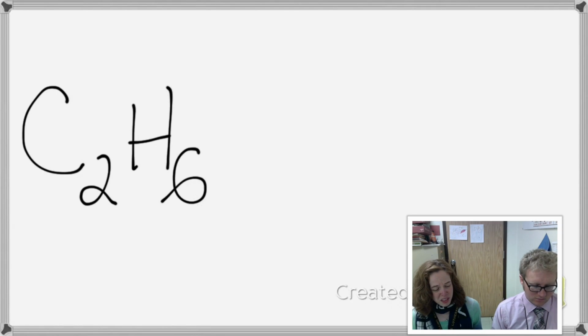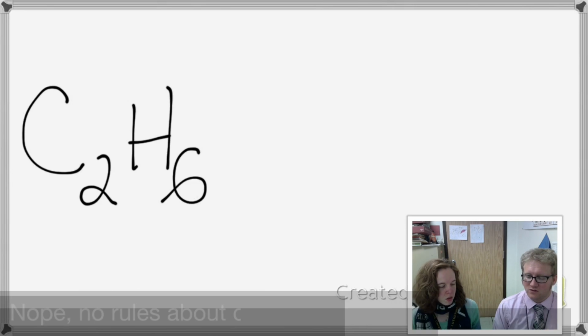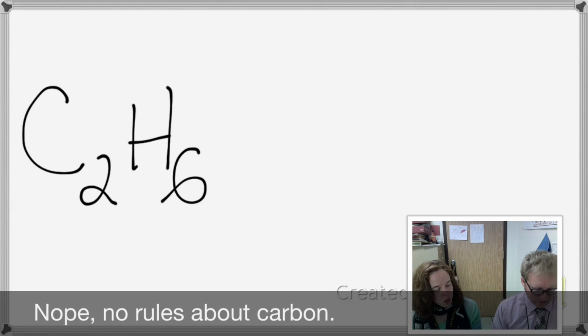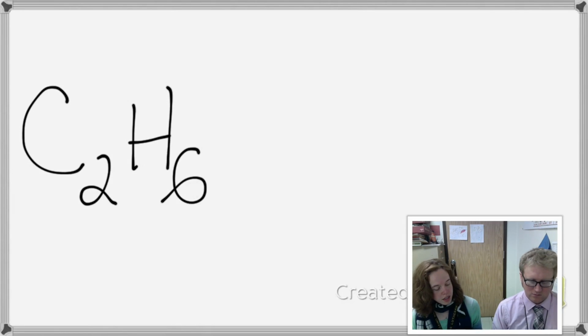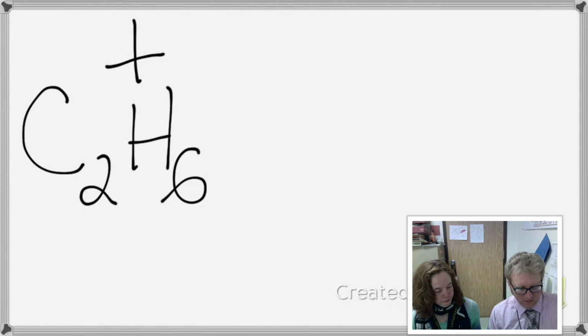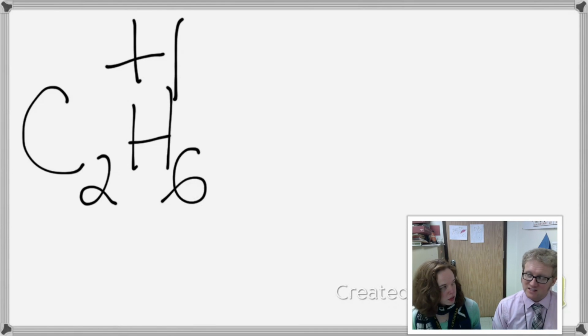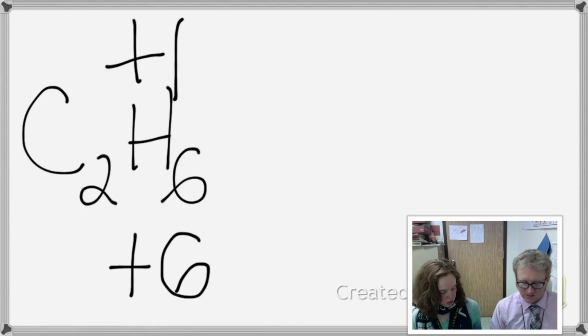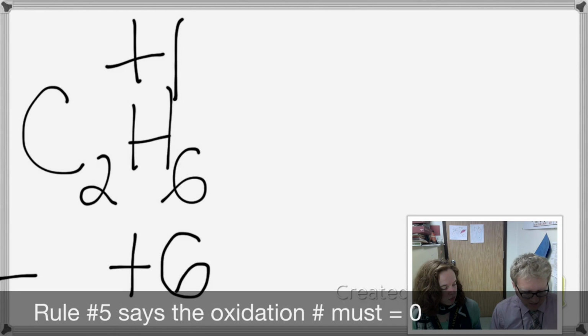Are there any rules about carbon? There's one about oxygen. There's one about they all have to be 0. So if nothing else works, we go to they all have to be 0. Here we've got 6 hydrogens, and each hydrogen is +1. I've got 6 of those, so altogether they are +6. So our carbon has to have a total of -6 for everything to equal 0.